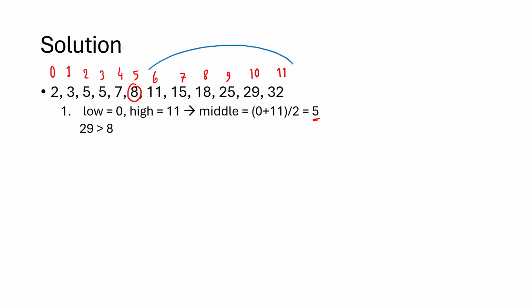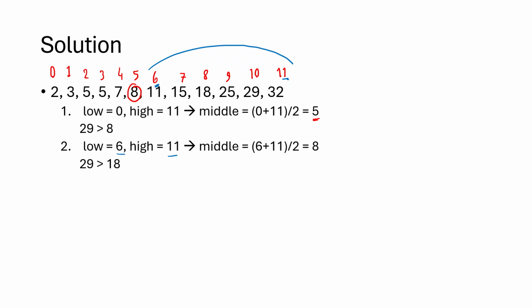So here. And that's the next recursive call. This time the low index is 6 and the high is 11. So 6 and 11. We find the middle, which is index 8. We go to index 8. The value that we find there is 18, and 29 is still greater than 18, which means that we need to make another recursive call again on the second half of this sequence.